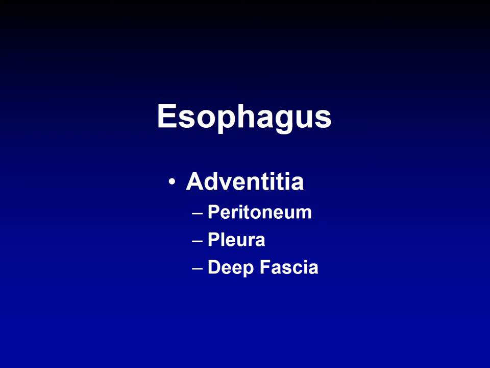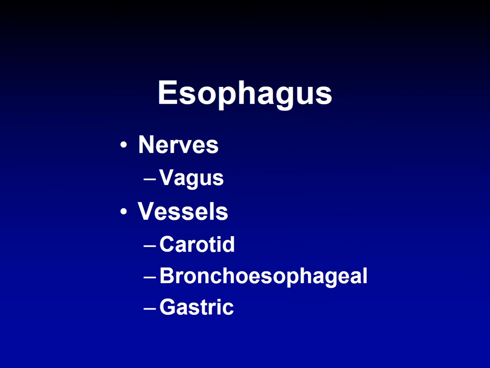In addition to the structures, the esophagus is supplied by extremely important blood vessels and nerves, which we must remember during esophageal surgery. The vagus nerve is the main support for the esophagus. And vessels, we have the carotid, bronchoesophageal branch, and the gastric artery. All of these are very, very important structures. Vagus, carotid, you have to be very careful when you operate in the esophagus or around it. So let's discuss the clinical importance or the clinical relevance of the esophagus, for example.